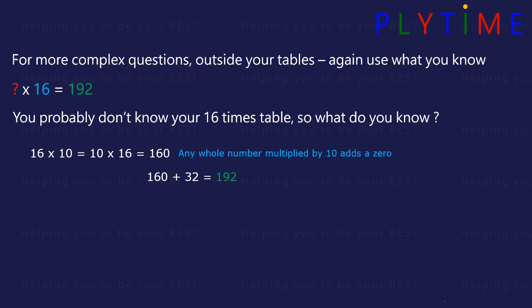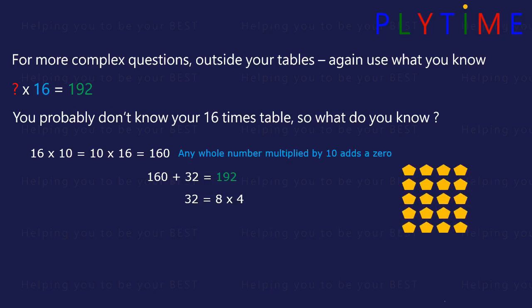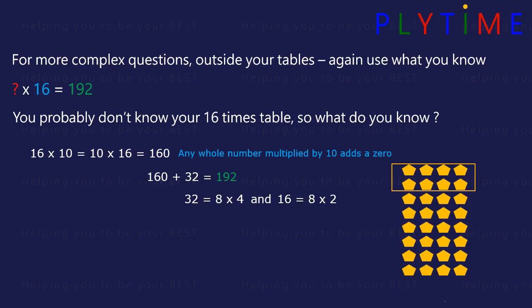How many 16s in 32? We know 32 is the same as 8 times 4. 8 lots of 4. And we know that 16 is the same as 2 lots of 8. So here we have 8. 2 lots of 8 equals 16. So here in our number 32 we have 2 lots of 16.